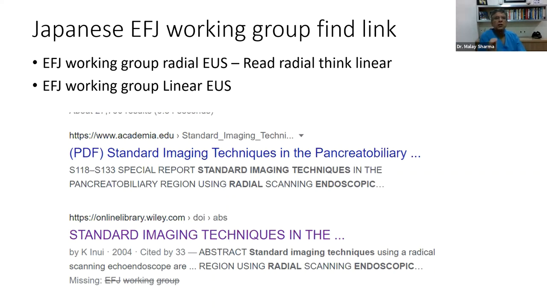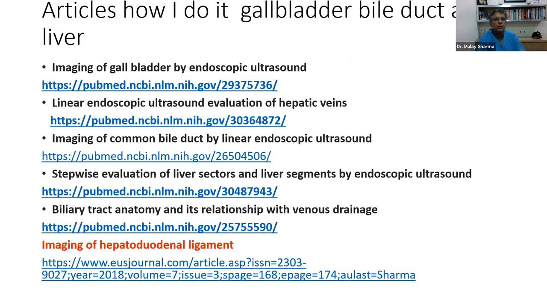So do not underthink that radial EUS is not a good modality. Reading wise, read radial and think linear. You read the article of radial EUS and read the anatomy, and you think you are holding a linear EUS, and then you will become even better.